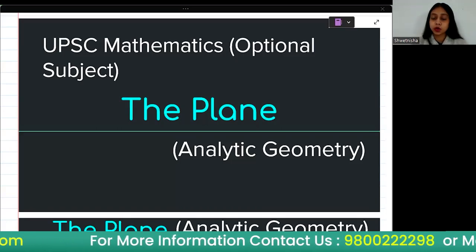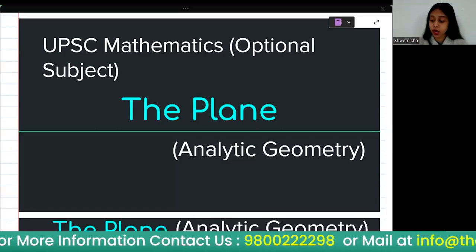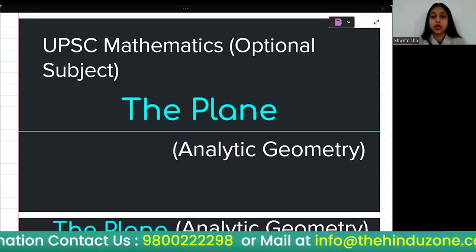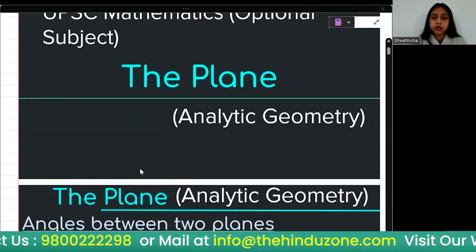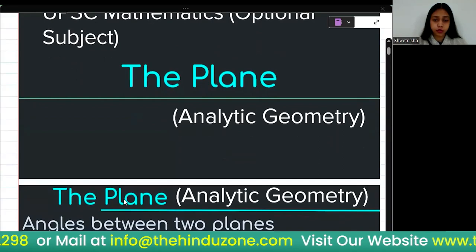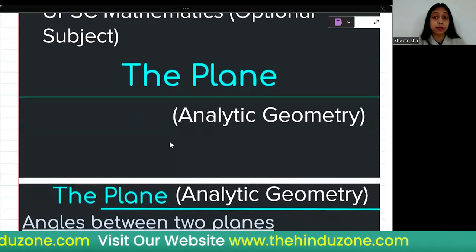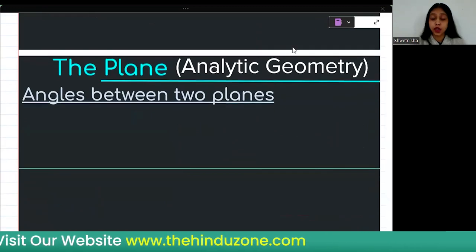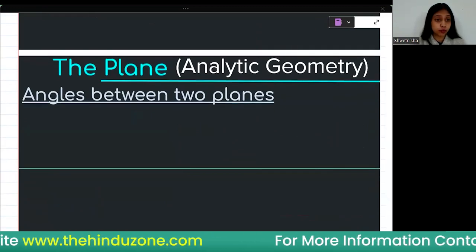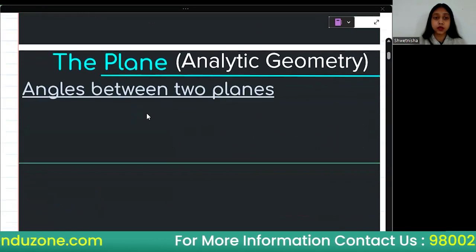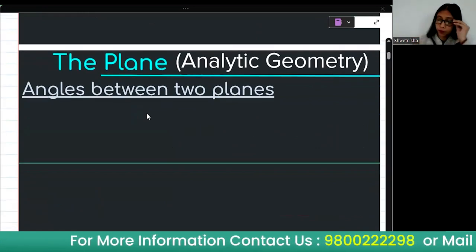Okay. So this is the second lecture, and we have already done a few basic concepts. I introduced you to a box named ROBM, which was a revision of basic mathematics.